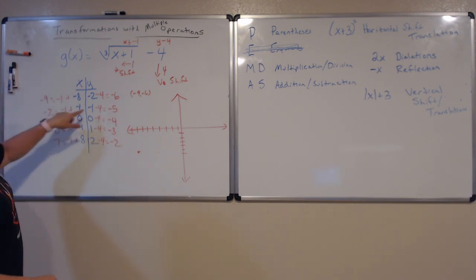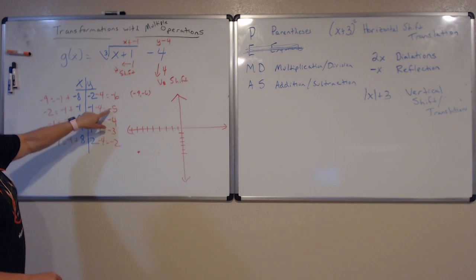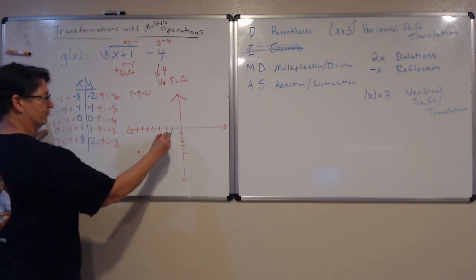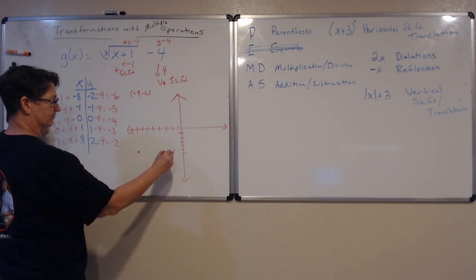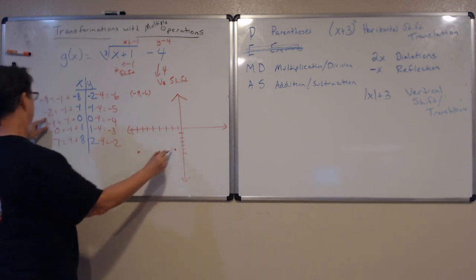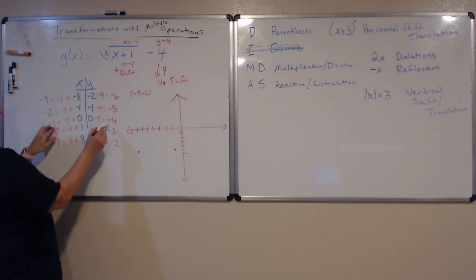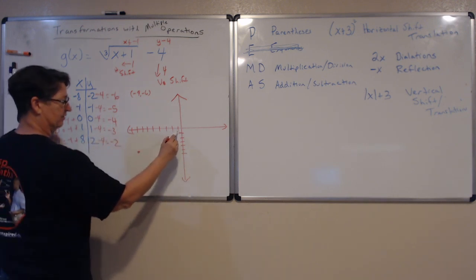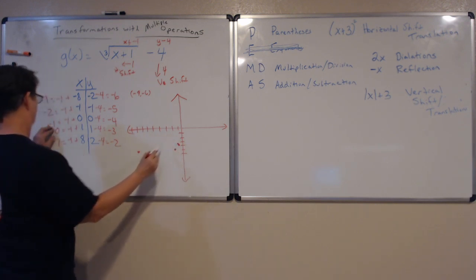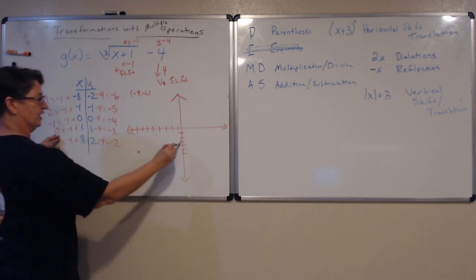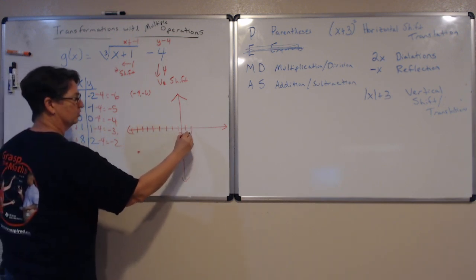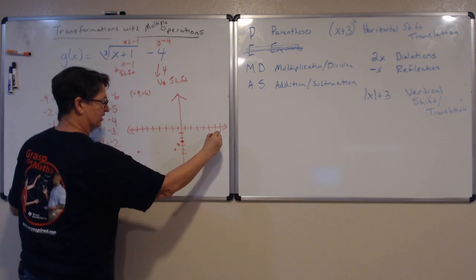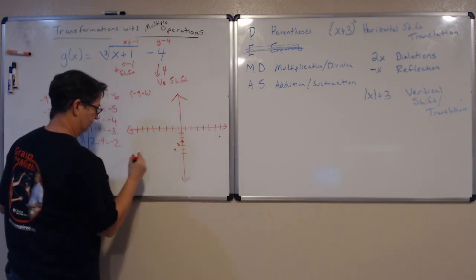Negative 2, negative 5. So I'm going to go negative 2, negative 1, 2, 3, 4, 5. Negative 1, negative 4. 0, negative 3. And 7, negative 2. 2, 3, 4, 5, 6, 7, negative 2.